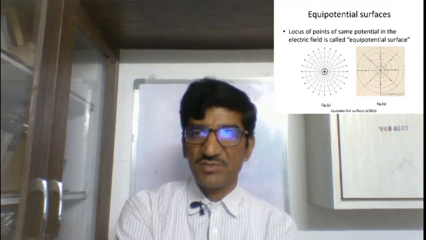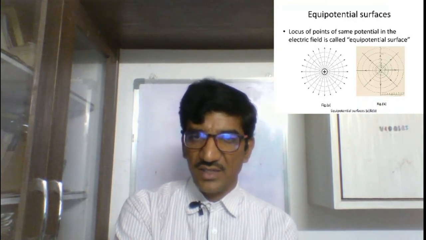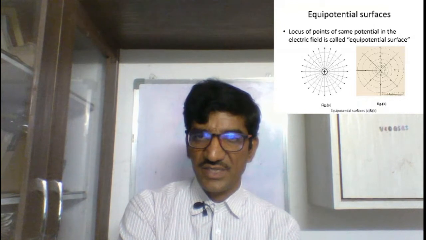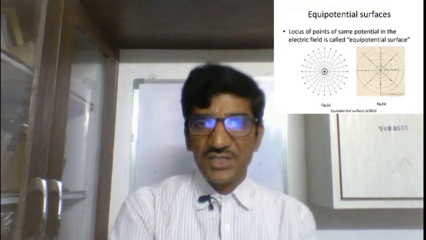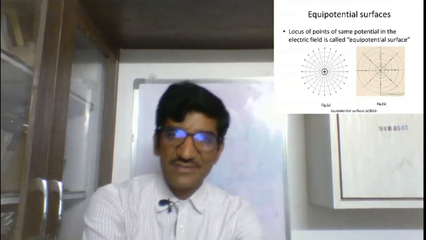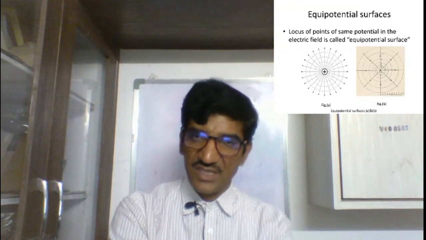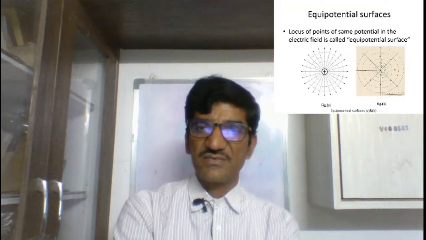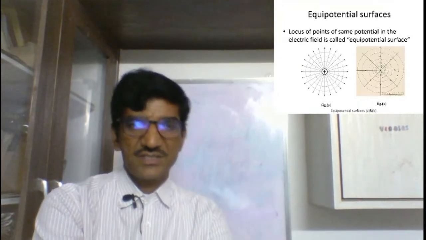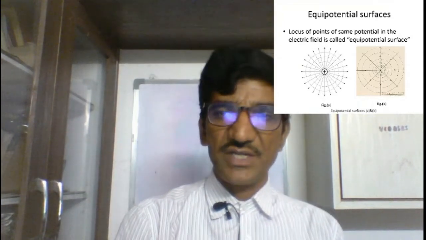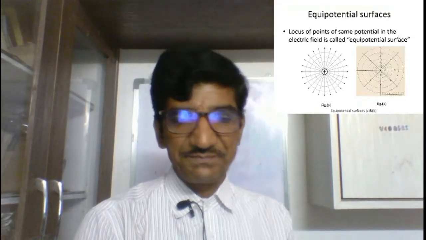Why? Because the distance between them is more here compared to the distance between equipotential surfaces very near to the charge. That shows you the electric field strength is more at the immediate vicinity of the charge. The electric field intensity is very small at the farthest places. This is the use of equipotential surfaces.